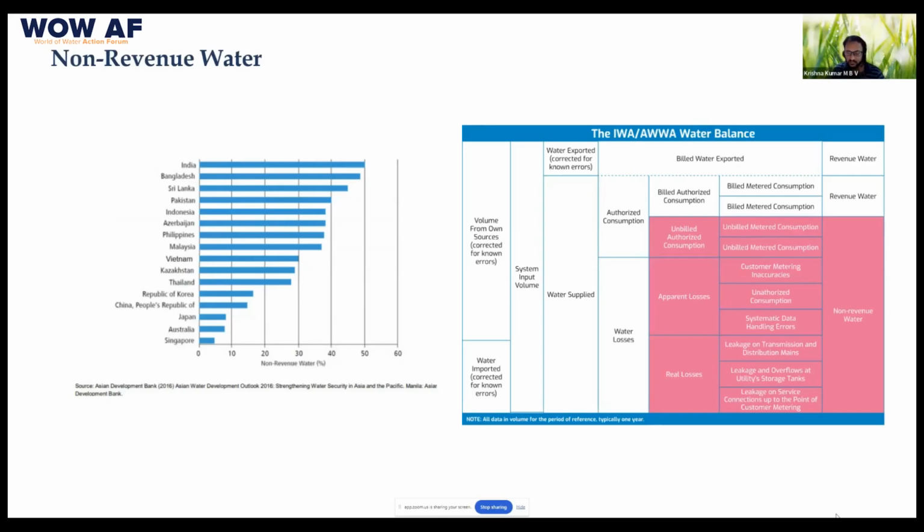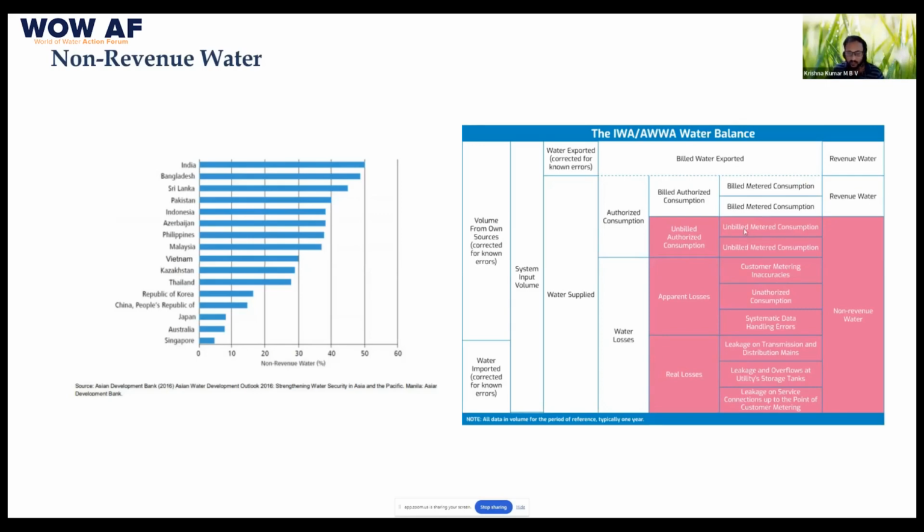That is, the supplying authority is not generating any revenue for those 50 liters which they are supplying into the system. It is not necessarily theft or something like that, but predominantly these will be leakage losses, transmission losses, and maybe losses at the source and losses at the consumer end. There are many such criteria which could give rise to non-revenue water.